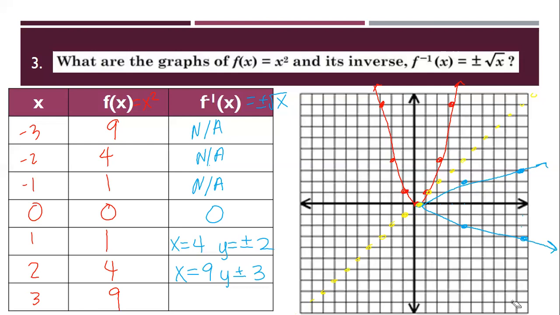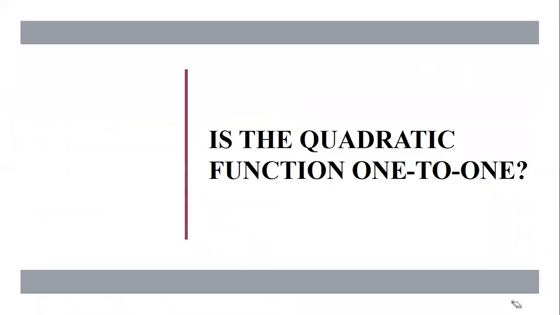Next week, we will talk about why, yes, they are inverses graphically, but is the inverse here a function? Is the inverse a function? No, it is not. And that's because it fails the vertical line test. And that tells us that the quadratic function is not 1-to-1.